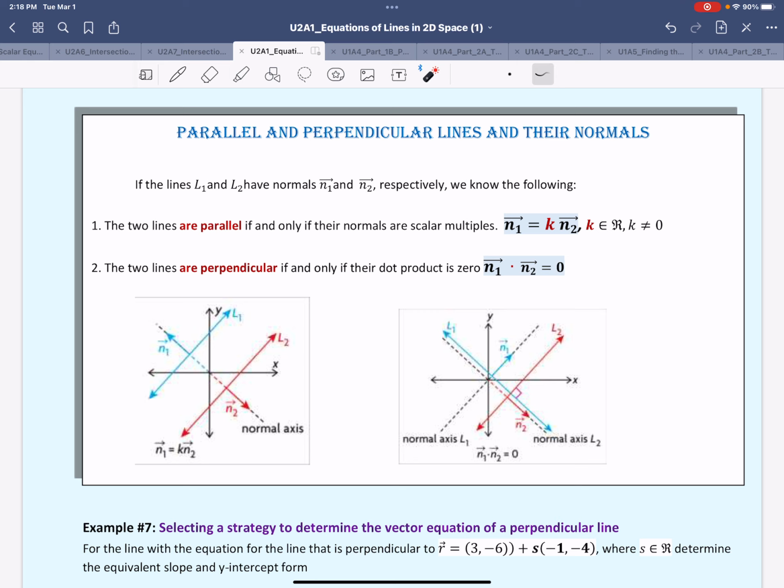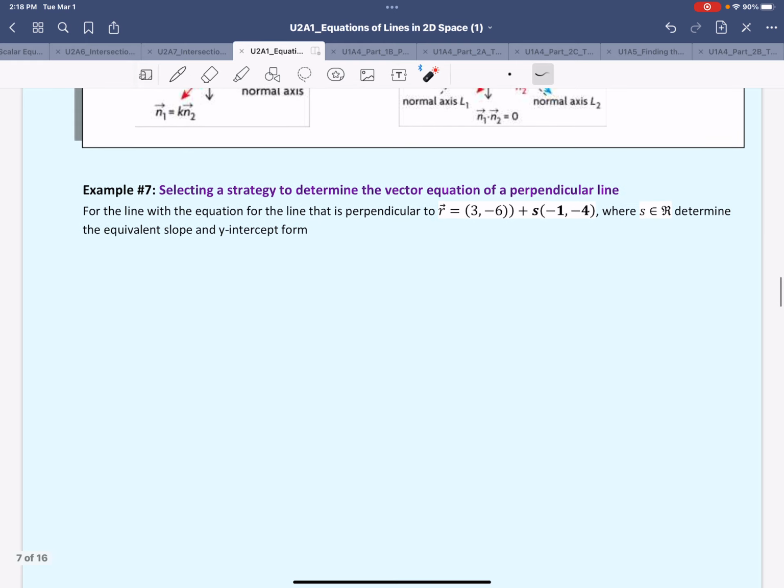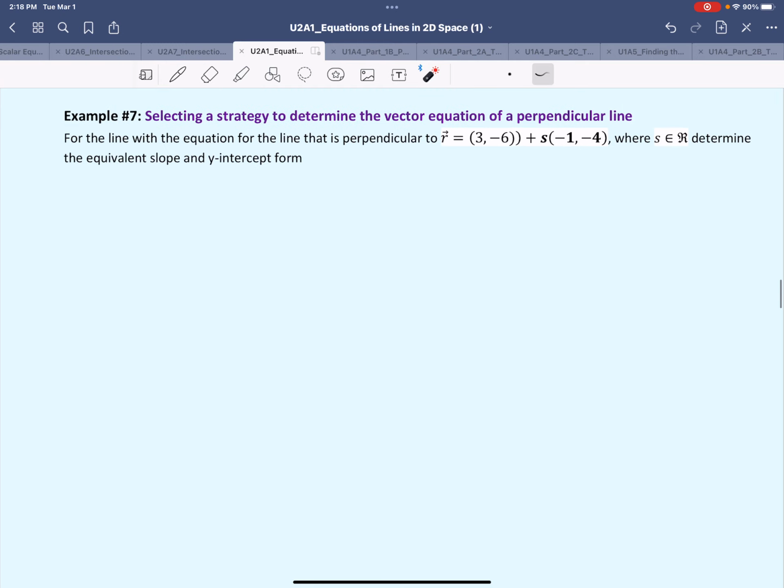So in the next example, we're going to find the equation of a line that is perpendicular to this vector, and we have to determine the equation in slope and y-intercept form. We will approach solving this problem in two different ways. Step number 1, write the equation.